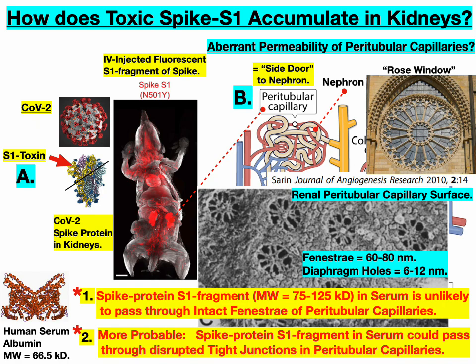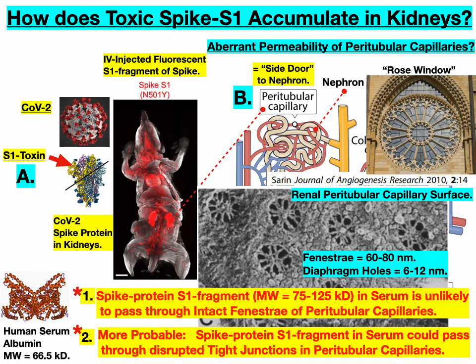Much more probable is that the spike protein S1 fragment, during a COVID infection circulating in the serum, could pass through disrupted tight junctions in peritubular capillaries. These tight junctions hold the endothelial cells together, and under oxidative stress or the toxic actions of viral proteins, spike protein S1 fragment, or the CoV-2 envelope protein, or other toxins, the loss of these tight junctions would open very large pores that would allow components of the serum to enter the interstitial space.